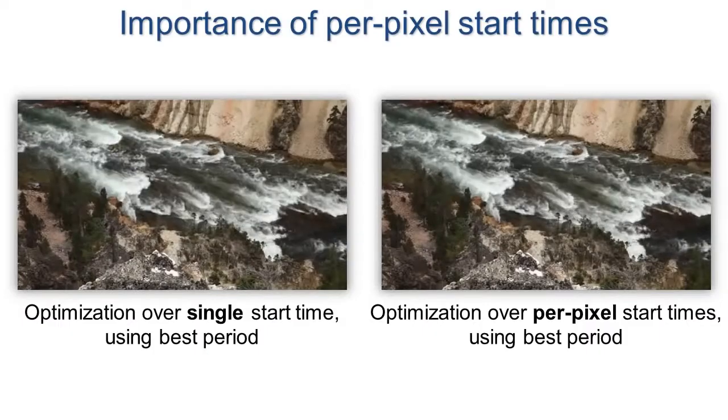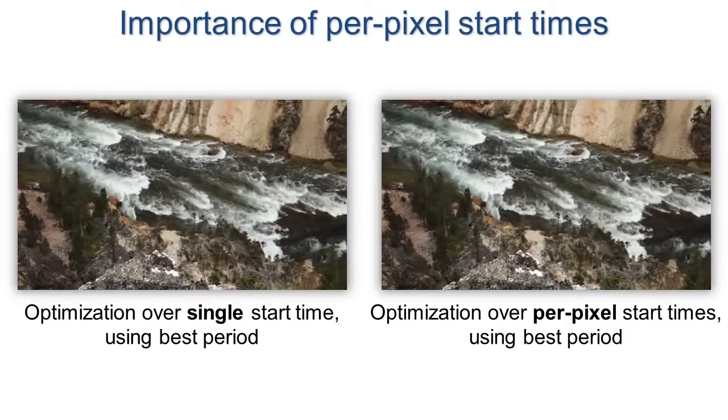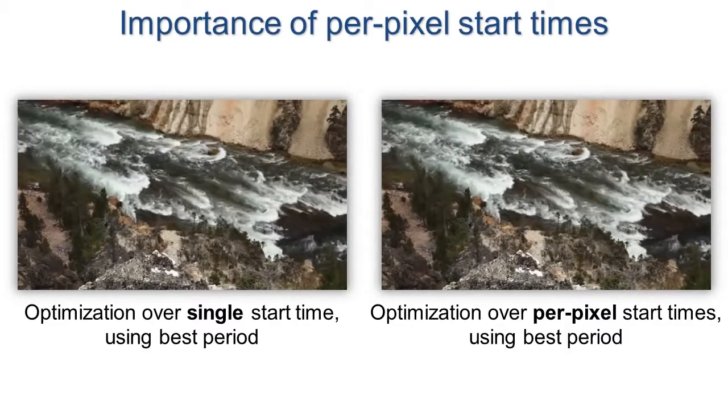This comparison highlights the benefit of allowing different per pixel start times. With a single start time across all pixels, temporal blurring is much more evident.